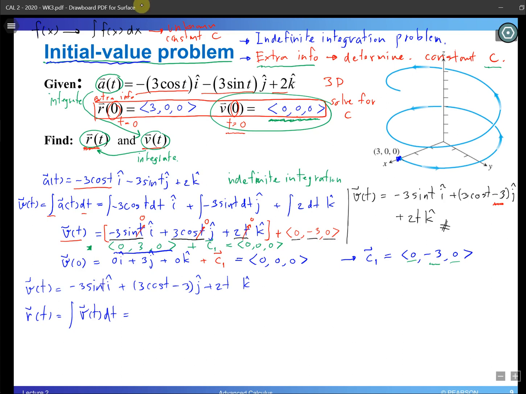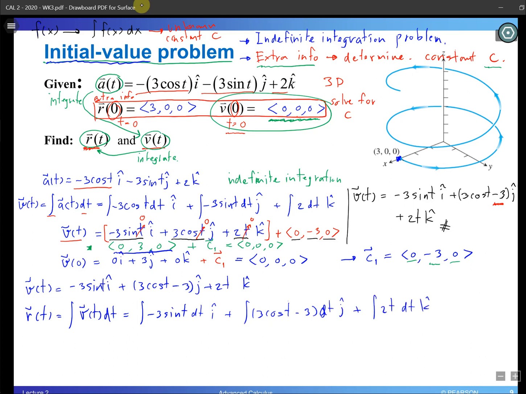So first component, integrate of minus 3 sine t dt, don't forget dt, I'm sorry, i plus integrate of the whole thing, 3 cosine t minus 3 dt j hat, plus last component, integrate of 2t dt k hat.